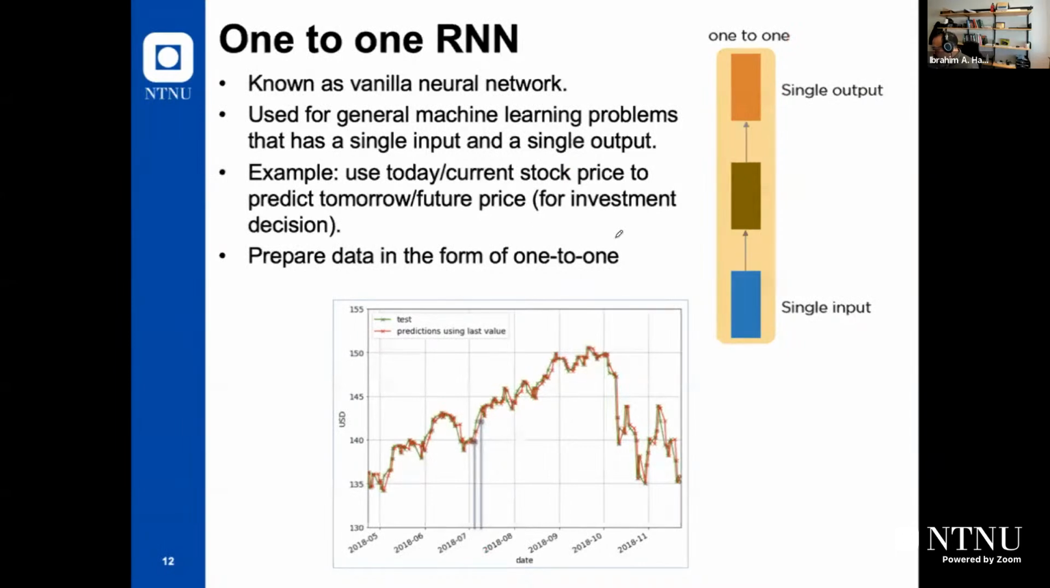So this is one-to-one RNN. We can use this vanilla neural network, which is the simple RNN, for machine learning problems that have a single input and a single output. For example, use today's or the current stock price to predict tomorrow's or a future price for an investment decision. You need to prepare your data in the form of one-to-one, right?